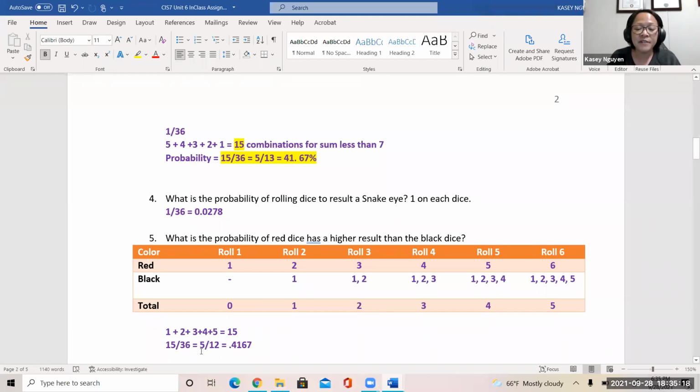Then I would take that 15 and divide it by my sample space, which is 36 for 2 dice. And if I want, I can reduce that down. So 15 over 36 rolls, or 5 over 12, which gives you a little under 42%. Okay, any question with this?